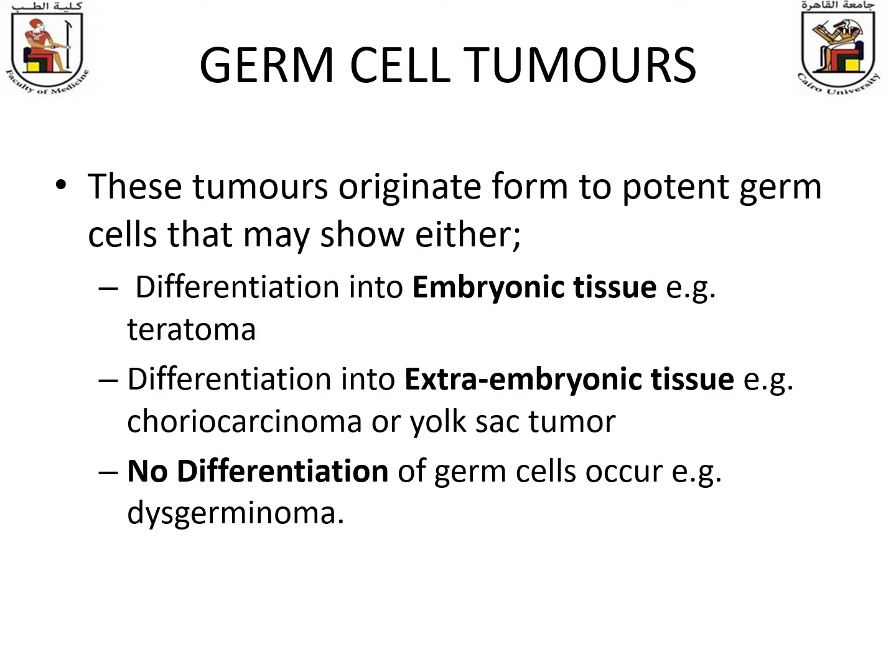The germ cell tumors originate from the potent germ cells that may show either differentiation into embryonic tissue, such as giving rise to teratomas, or differentiation into extra-embryonic tissue, resulting in choriocarcinomas or yolk sac tumor, or no differentiation whatsoever of a germ cell tumor, resulting in dysgerminoma. So depending on what line of differentiation happens, you get a different type of tumor.